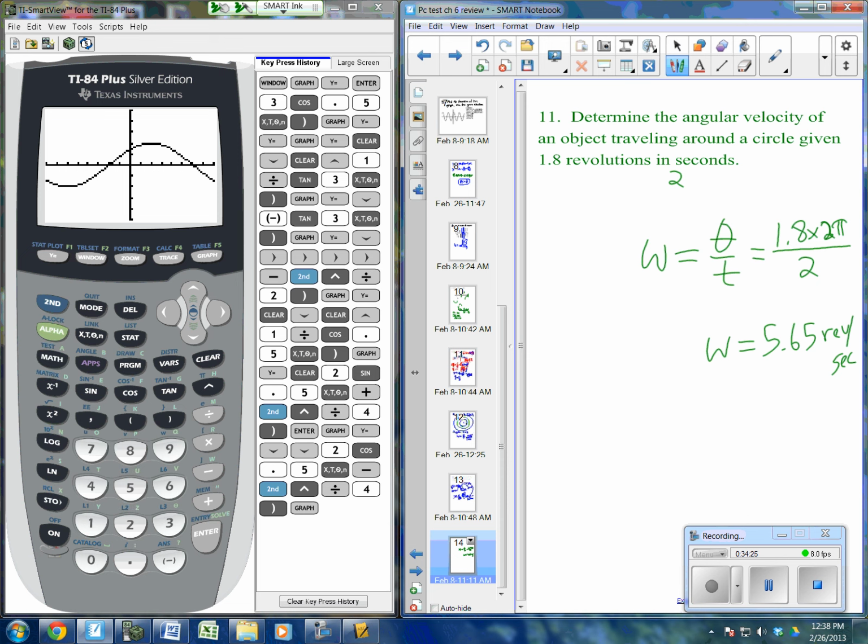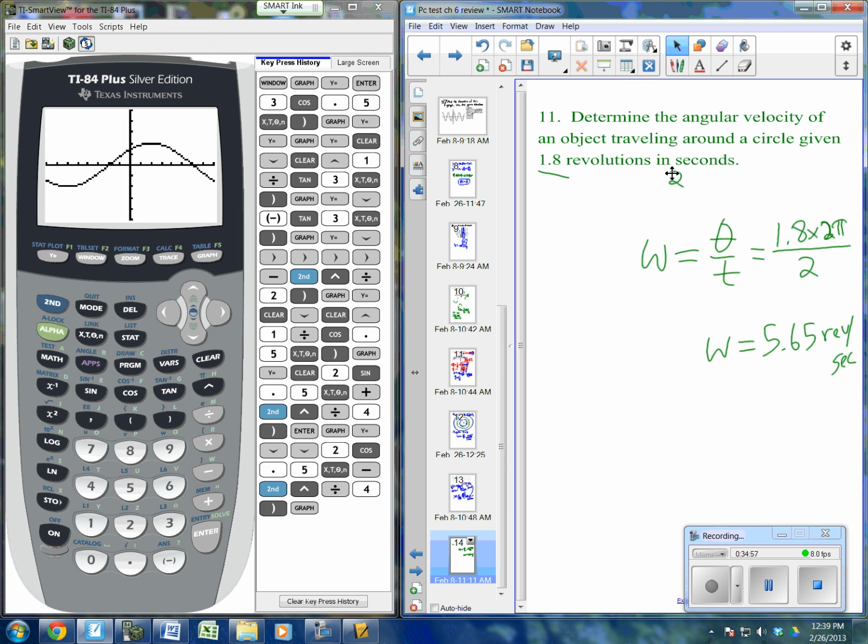How far around a circle is 1 revolution? 2 pi. It went 1.8 revolutions, so we need to put that in terms of radians, right? 1.8 times is how many times it went around, and each time it goes around is 2 pi radians, so 1.8 times 2 pi. And that gives you the angle, and then you divide it by the time, and you have it. Okay? T stands for time.